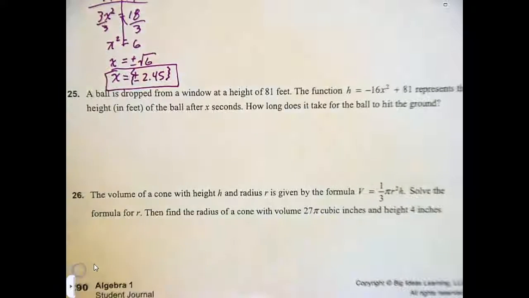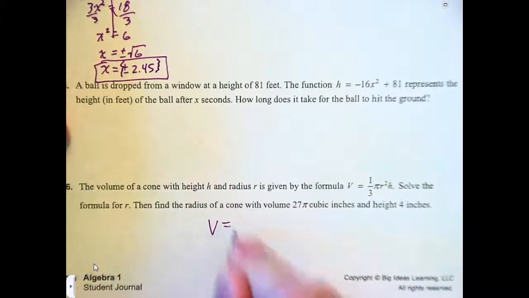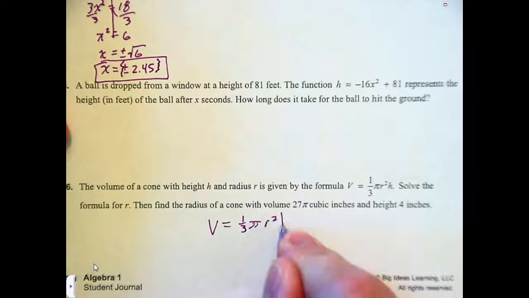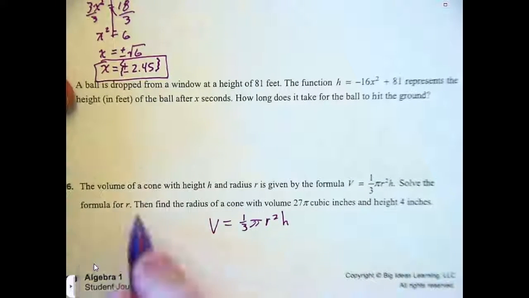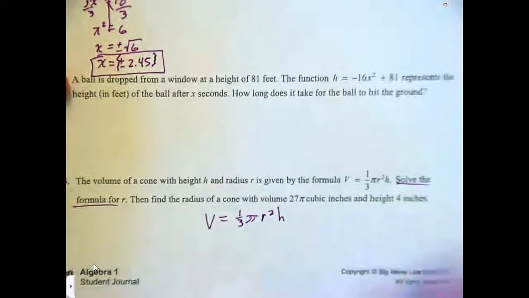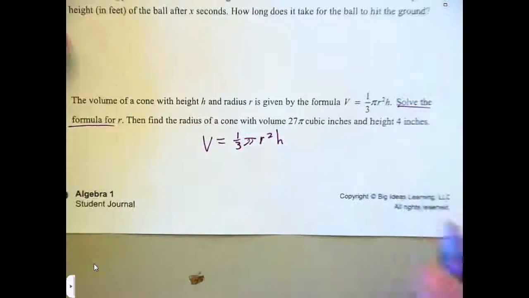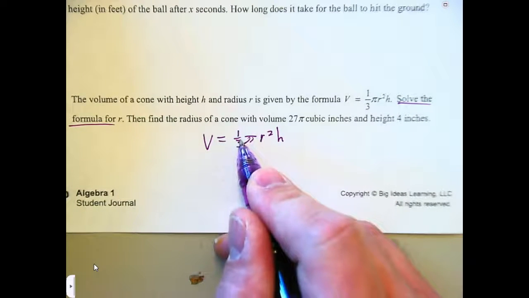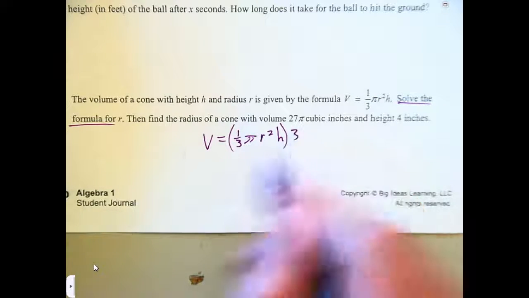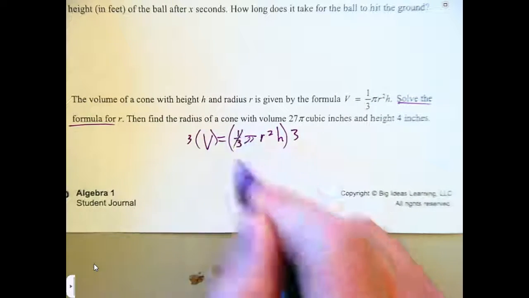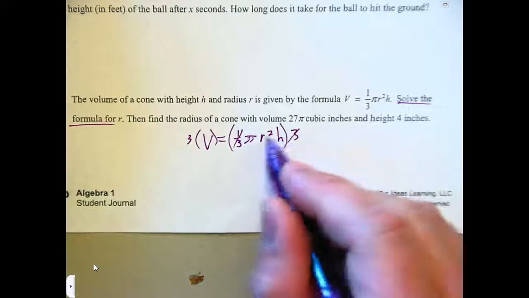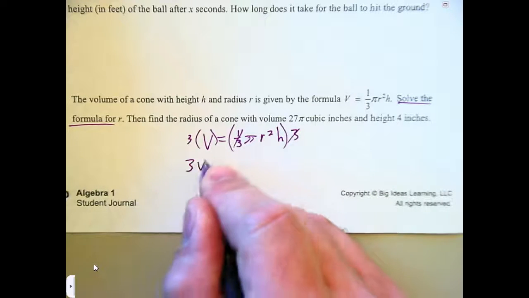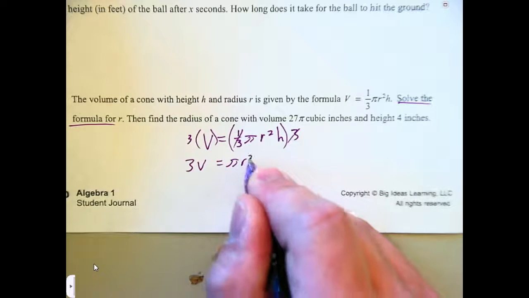Okay, let's take our formula, V equals 1/3 pi r squared h. We want to get r by itself. That's what solve the formula for r means. It means get it by itself. If you didn't know what that meant, then make a note to yourself. To get rid of the 1/3, I can multiply everything by 3. And by doing that, this just cancels there. You don't have to distribute it because there's no addition or subtraction symbol, so they just cancel. So you get 3v is equal to pi r squared h.